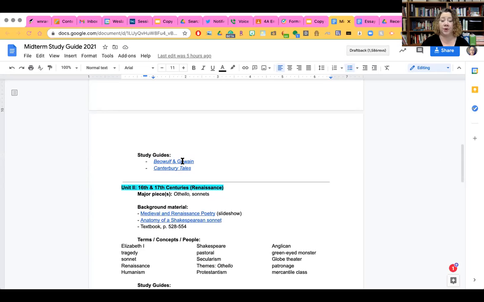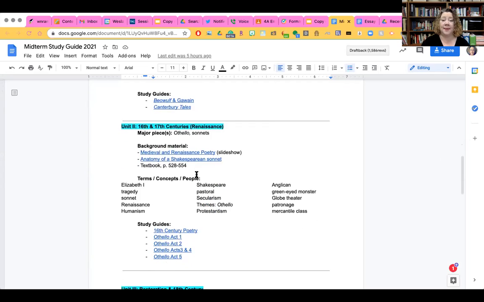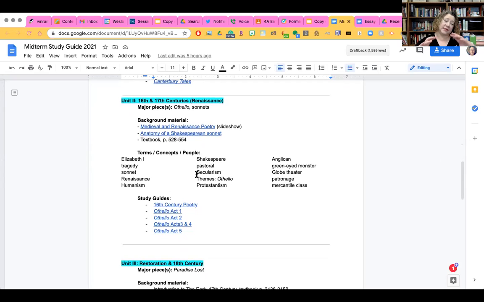Here's the study guide that we went over in class for Beowulf and Gawain. Here's the one for Canterbury Tales. And then the next little unit is there with the same structure. So the textbook pages are there. You can go back to that. You can go back to the slideshow I might have done and refresh your memory about any of those things. So if there are terms that aren't in this background material, I put them here. And then the study guides.